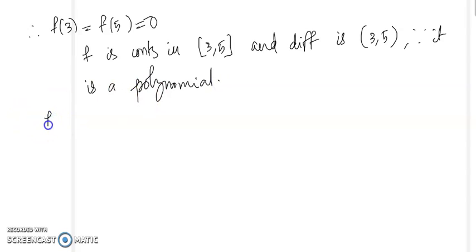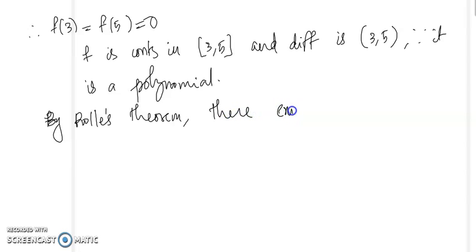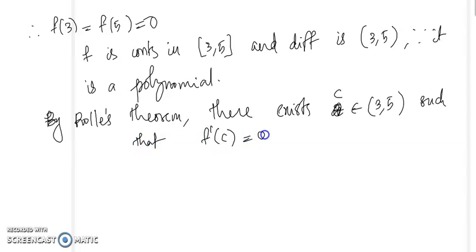Now by Rolle's theorem, there exists c belongs to 3, 5 such that f dash of c is equal to 0. So that implies 2c minus 8 equal to 0. So that implies c will be equal to 4. So that is the required value of c.